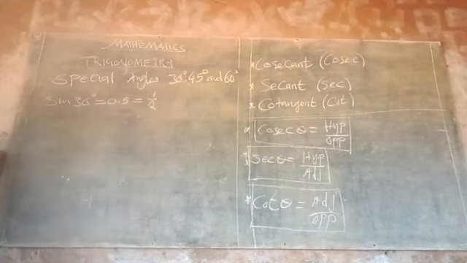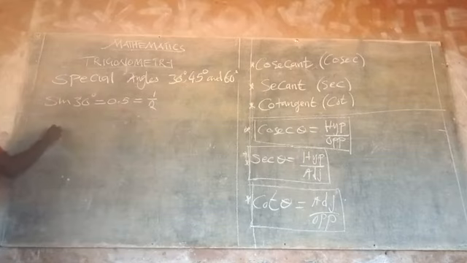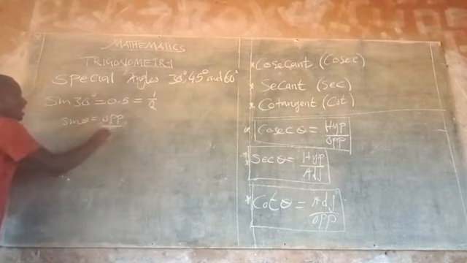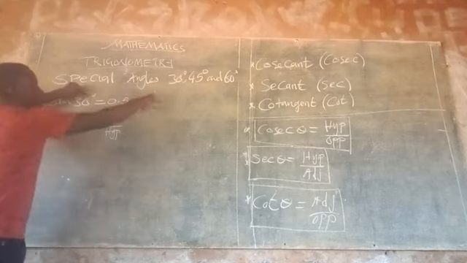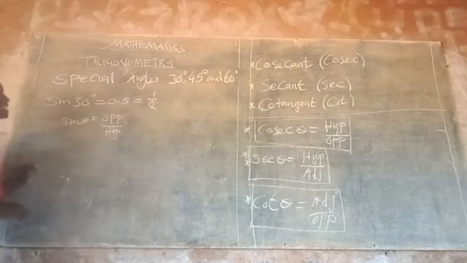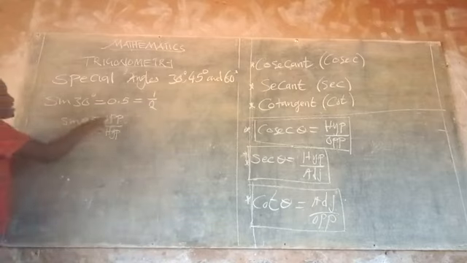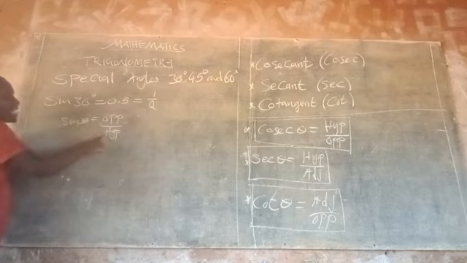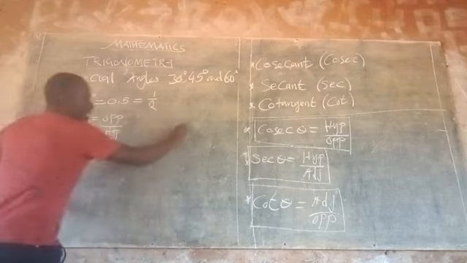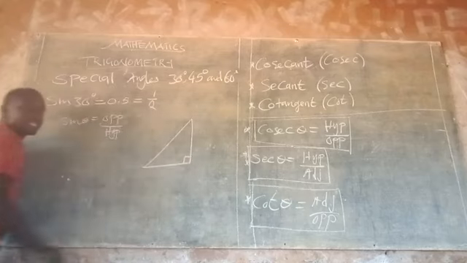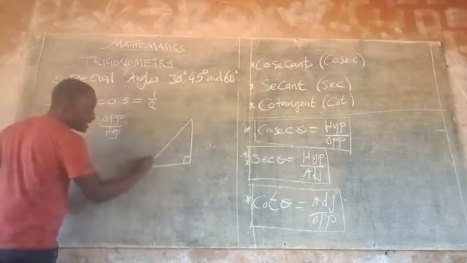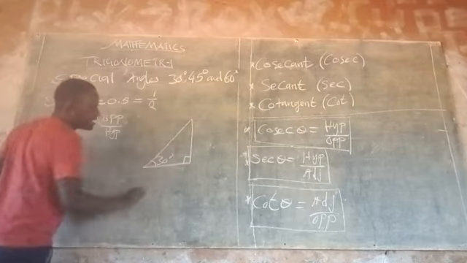1 over 2. If sine theta is equal to opposite over the hypotenuse, and sine 30 degrees is equal to 1 over 2, then I know that my opposite is going to be 1 and my hypotenuse is going to be 2. Let me draw my right angled triangle, and let this be the 90 degrees there, and this be my 30 degrees.